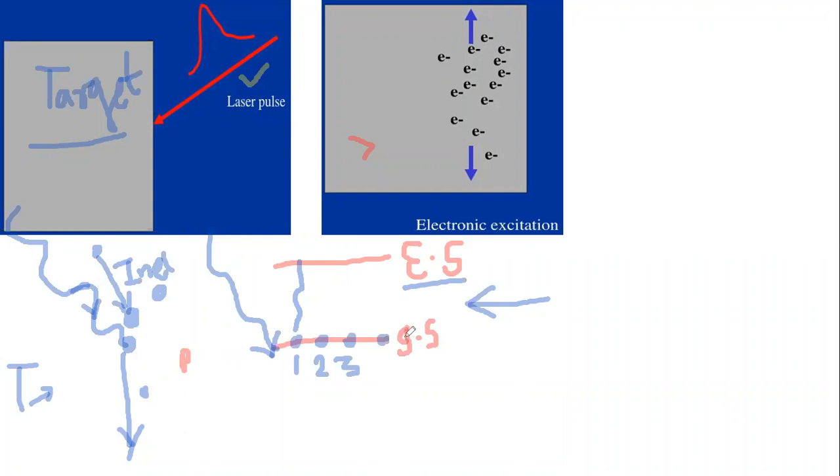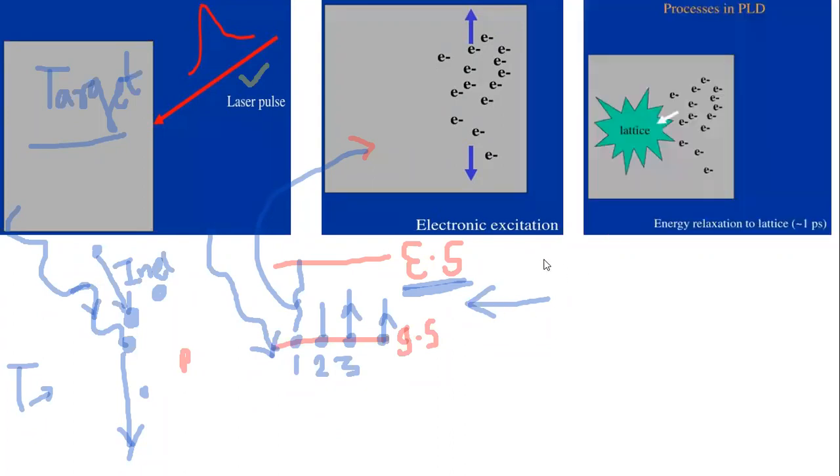The electrons travel through the valence band to the conduction band, and due to that, electronic excitation happens. It means electrons are excited from the ground state toward the electronic excitation state, and due to that this figure is formed. It means all the electrons are excited inside that targeted material. So in the next stage, due to that electronic excitation, the energy relaxation to the lattice is formed.